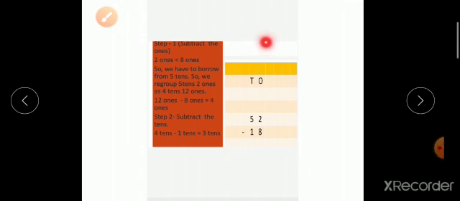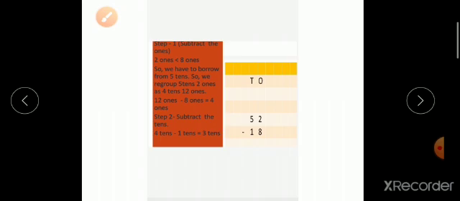You can see here is a sum and here are the steps. We will follow these steps to solve this sum. As we do in simple subtraction, we will follow the rule first. Here we have to subtract 18 from 52. In step 1 we have to subtract the digit at ones place. Here it is 2 ones and here it is 8 ones.